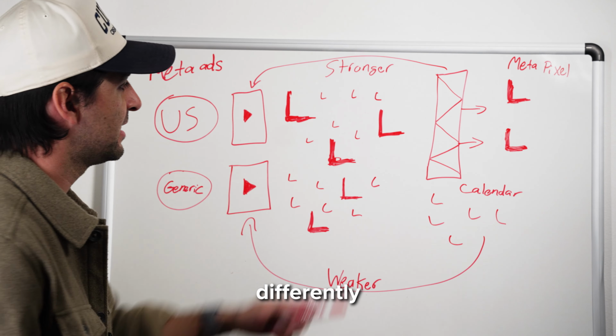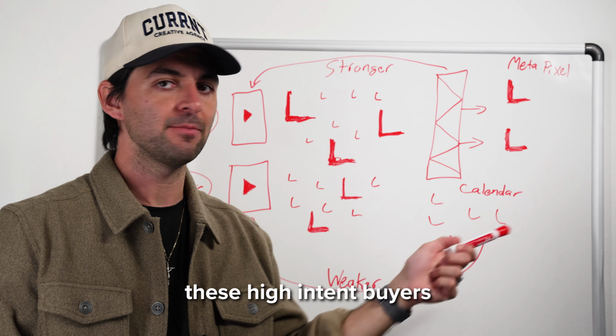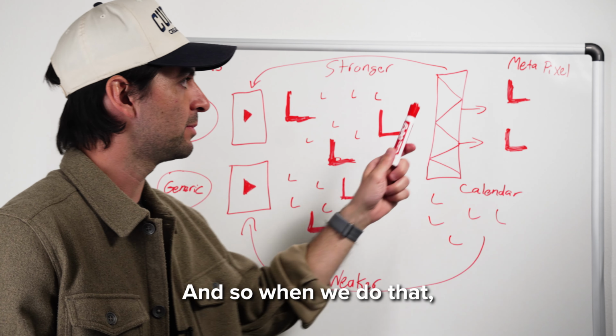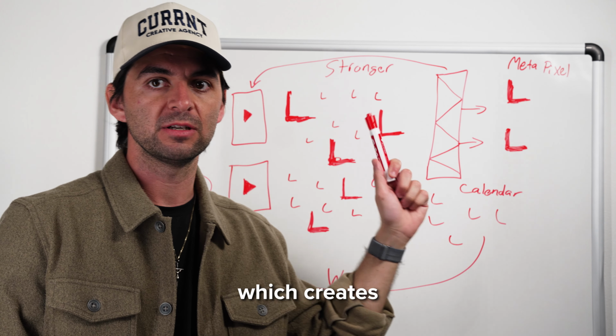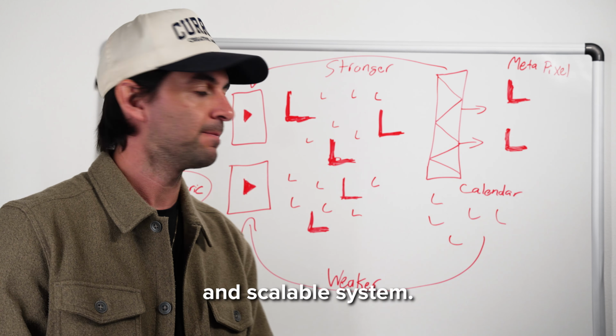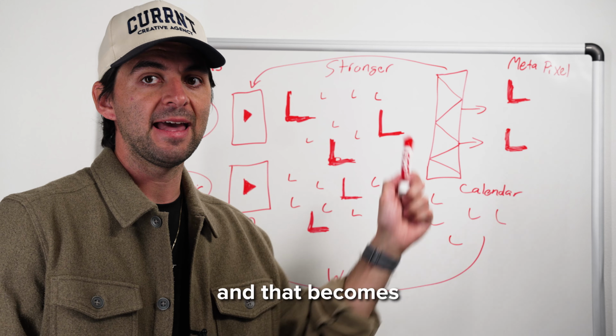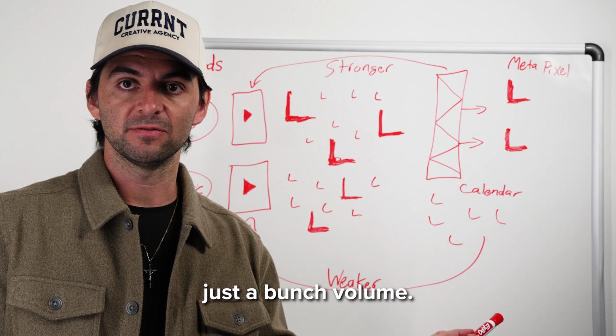Now, what we do differently is this red bar here. This is our filter, and our aim is to filter out all of these low quality, low intent buyers and only get these high intent buyers booked onto your calendar. When we do that, it can tell the Meta pixel to target more of these people, which creates a more predictable and scalable system. What this does is it might create a higher cost per lead, but again, you are getting better quality leads, and that becomes a more predictable and scalable system than getting just a bunch of volume booked on.